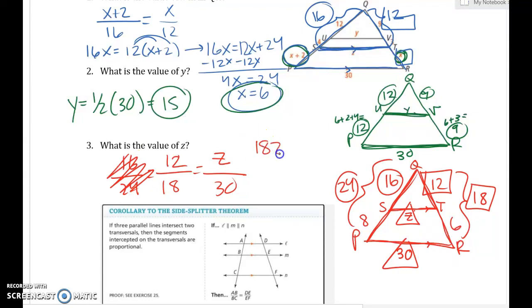We do 18Z equals 12 times 30, which is 360. Divide by 18 on both sides. We're going to end up with Z equals 20. Okay, done with that example, finally.